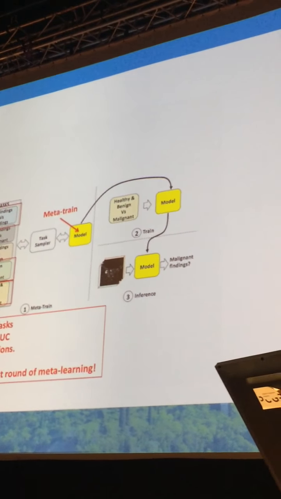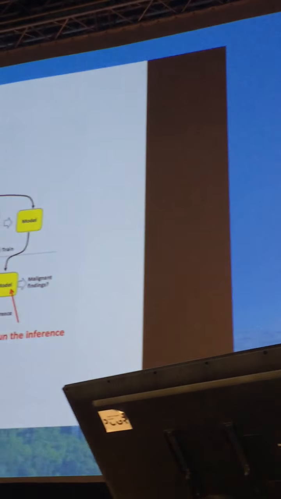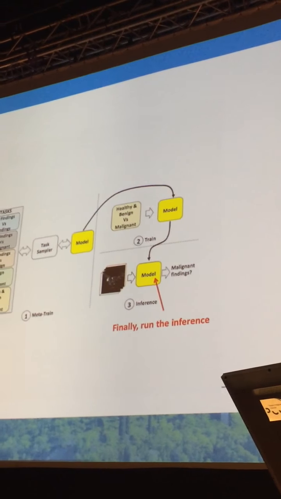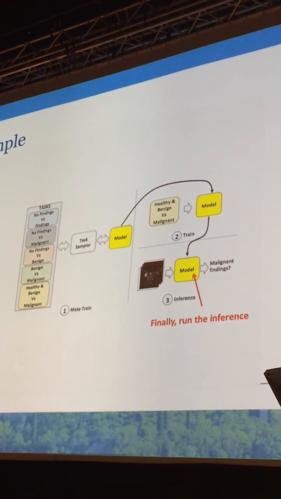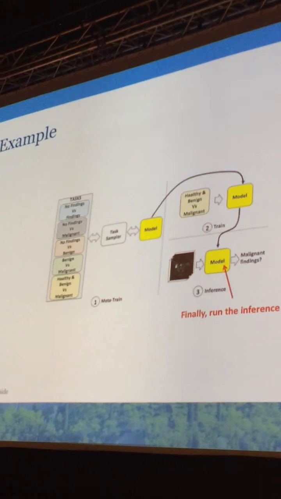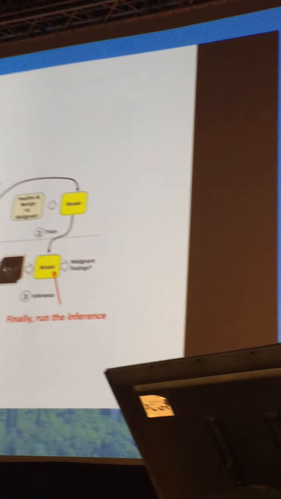After many iterations, the meta-training will converge, and we will use that pre-trained model as the initialization for the task that we want to solve, that is the breast screening task. We train it as usual, and finally, we run the inference with the test set. That's what we would do with any classifier.